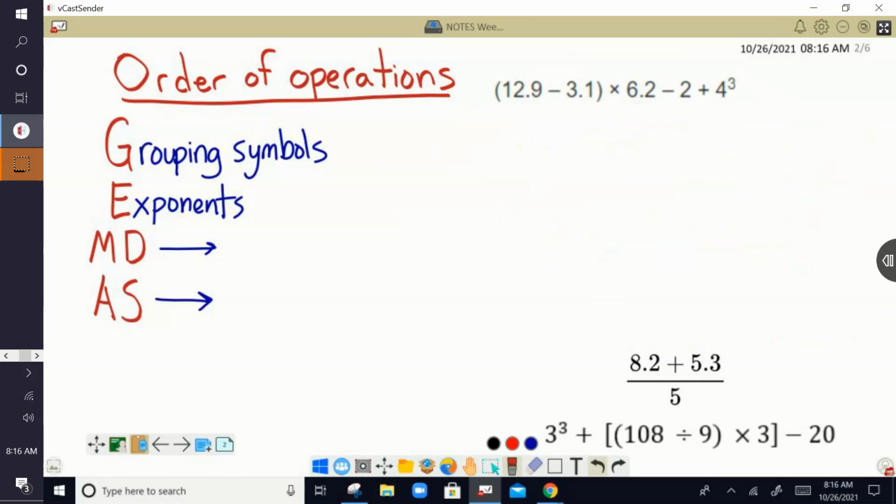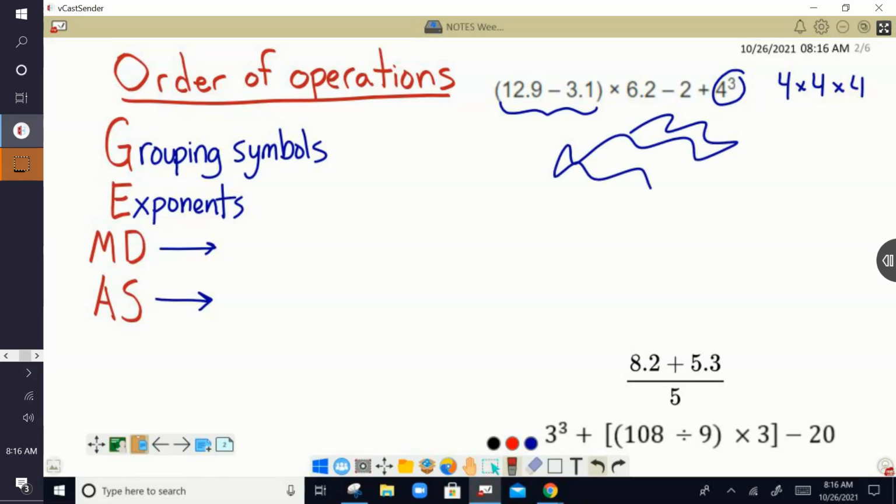Okay, here we go. Once again, we're looking at grouping symbols, so I know I'm going to start right here. I also see I've got an exponent over here, so I'm going to figure out what 4 times 4 times 4 is, and I work off to the side. Remember, don't work down here. Don't have any work under here. We want to keep that all clean, and only answers go underneath.